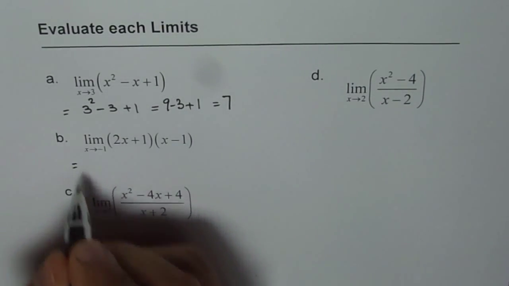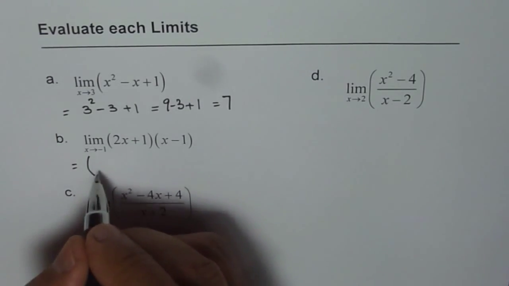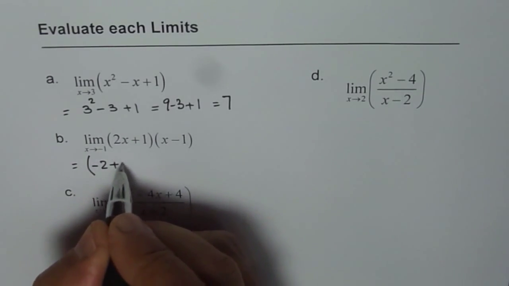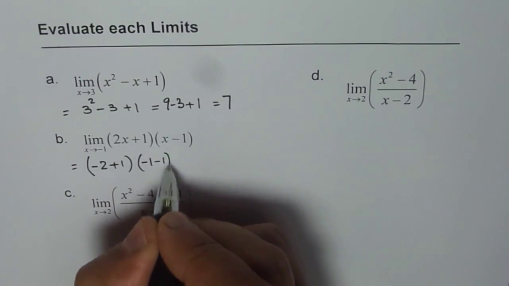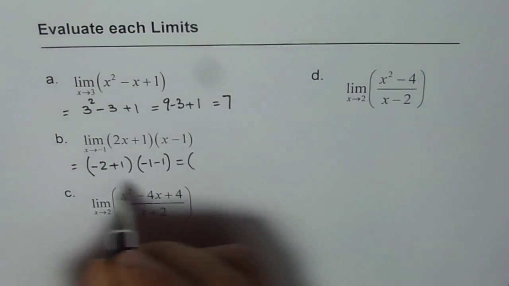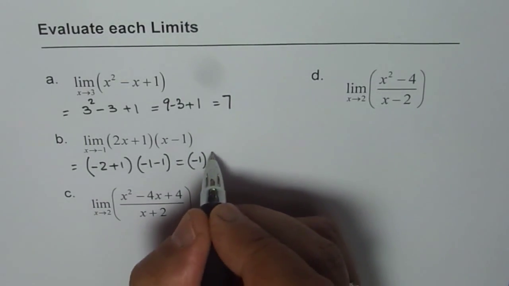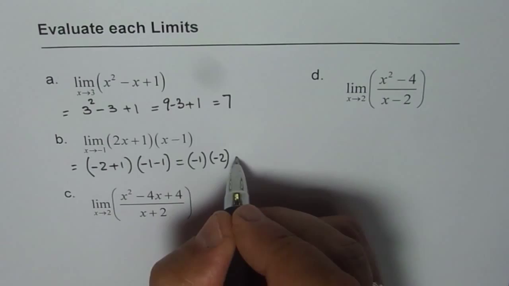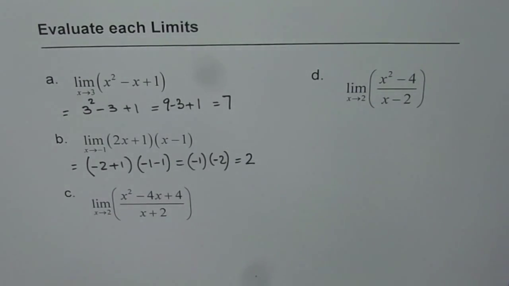For the next one, if I substitute minus 1, what do I get? 2 times minus 1 is minus 2. So I get minus 2 plus 1. And here I get minus 1 minus 1. That gives me minus 2 times minus 1, which is minus 1, and this is minus 2. And that gives me an answer of 2. So the limit of the second function as x approaches minus 1 is 2.